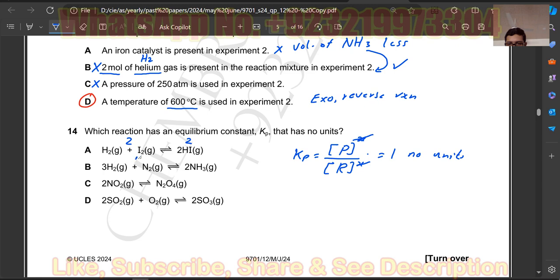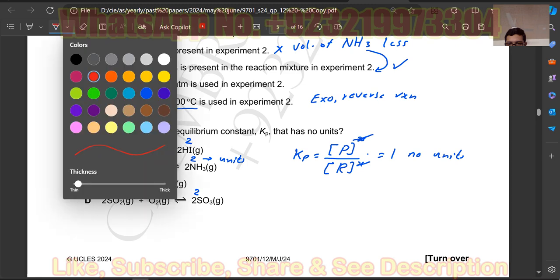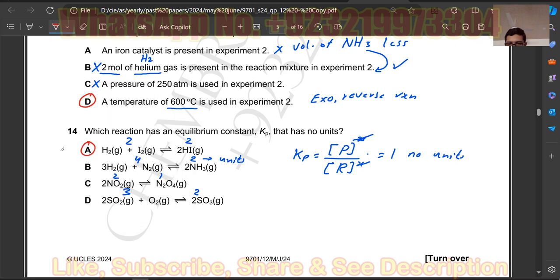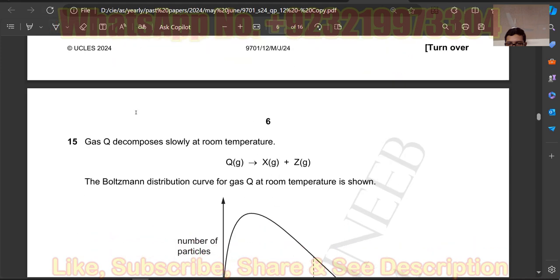For B option, there are 4 moles on the reactant and 2 moles on the product. This will give you the units because they are not same moles. C has 2 moles of reactant, 1 mole of product. D has 3 moles of reactant and 2 moles of product. So the only correct option is A, in which the number of moles of both reactants and the products are same. Now the question number 15.